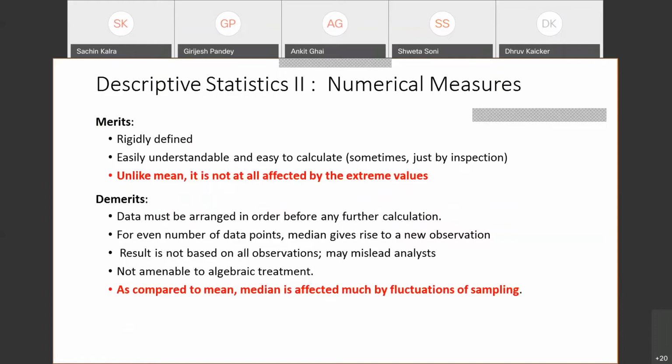Now again, the merits and demerits of median. Again, it is also rigidly defined, same as mean. It's easily understandable and easy to calculate. And sometimes just by inspection, you can find the median from a graphical manner. And unlike mean, it is not at all affected by extreme values. Why would it be, right? So this is the merit of median over mean, okay?